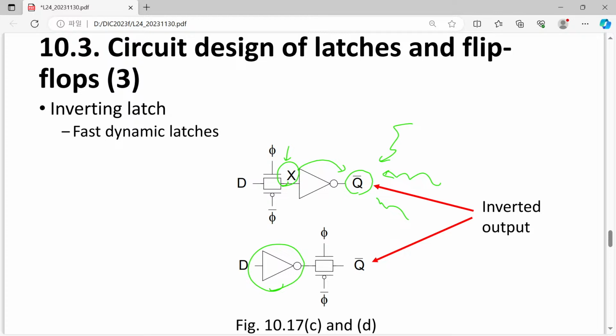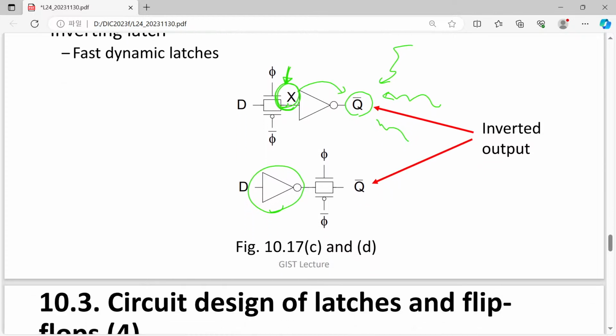Fortunately, since this is just an inverter, although Q bar is perturbed, X can still be protected because it is hidden and it is not exposed to the external world. So X can be kept safely.